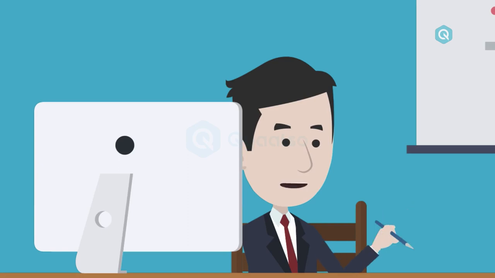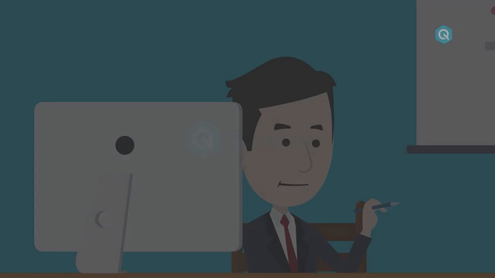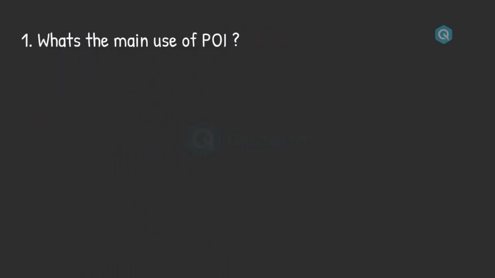Okay, cool then. This course is all about how we can use the Apache POI library to read and write Microsoft Excel files from our Java programs. But before I start, I want to understand what you guys think about this library. So I am going to ask some questions. Please try to answer them. Right or wrong doesn't matter, but at least try. So let's start with the most basic question. What's the main use of POI?